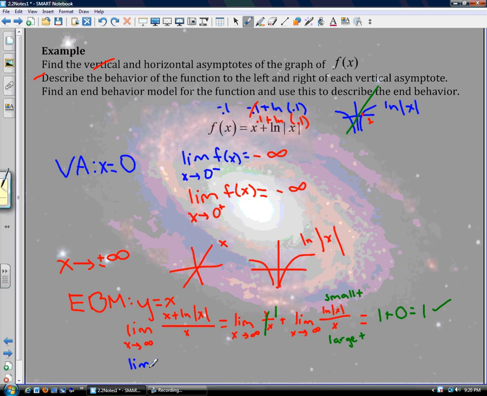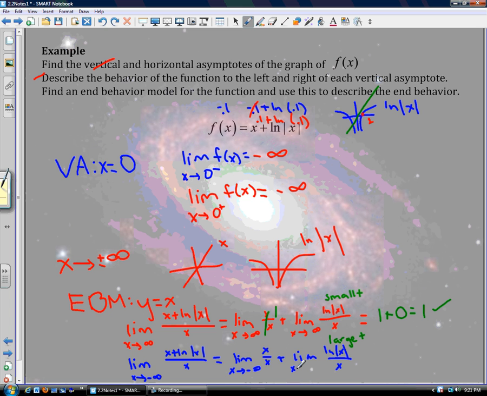Limit as x goes to negative infinity. Again, I'm taking the same function and dividing it by the same end behavior model, and hopefully I will still end up with 1. And again, I'm going to break it apart into the sum of x over x and ln of absolute value of x divided by x.